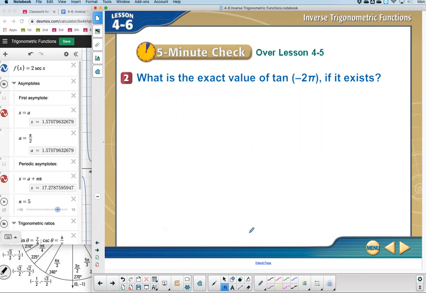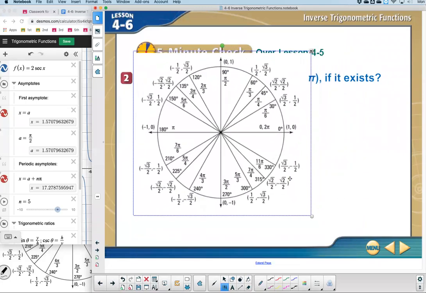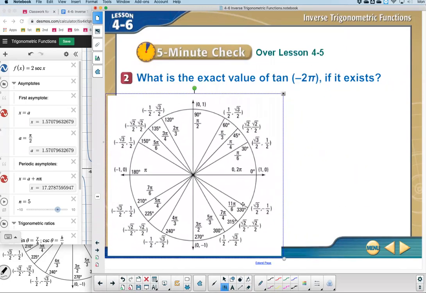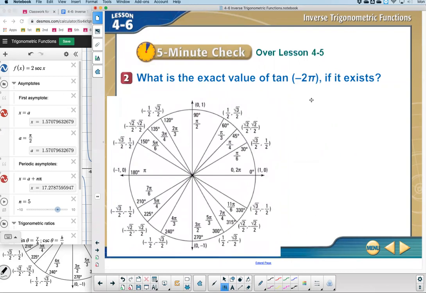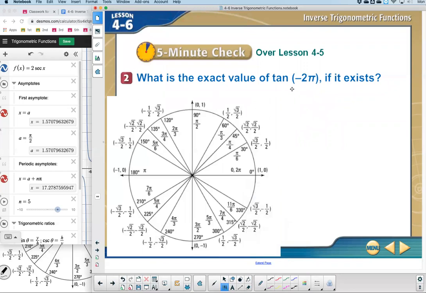Now, in previous lessons, specifically lesson 4.3, we did unit circles. So let me copy this in here. And I gave you values, and I said, hey, what is that value if it exists? And I trained you how to use a unit circle. And so we would look for tangent of -2 pi. If you look on this, you're looking for -2 pi. And you can see on the angles, it's not there.